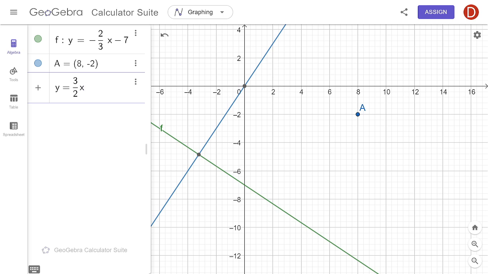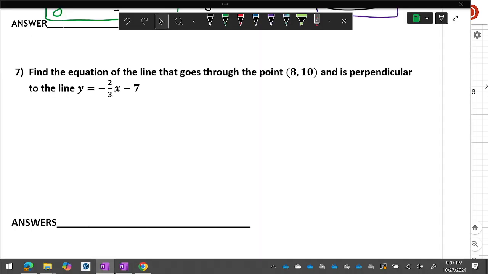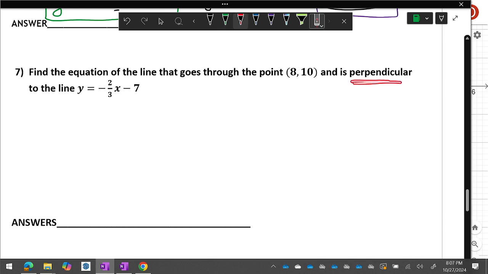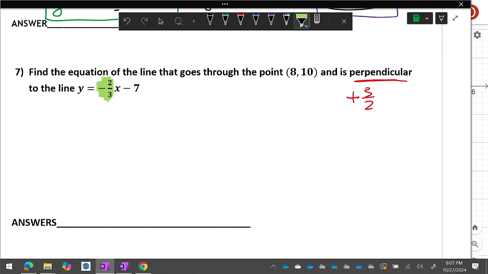But unfortunately, that's not the answer, right? I need it to hit this point A as well. So what we need to do is figure out that equation. So if we go back to our problem on the test, we know that the slope we're going to be using, because it has to be perpendicular, is going to be positive 3 over 2, right? Before, the slope was negative 2 over 3, so I'm flipping it, making it positive 3 over 2, but it also has to hit this xy value, right? It has to hit those.